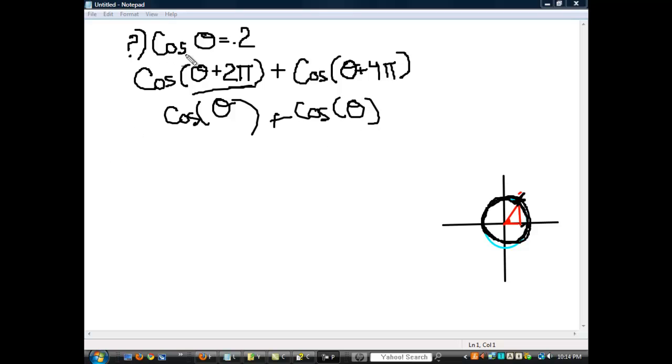Alright, now since we know the cosine of theta equals 0.2, the cosine of theta plus the cosine of theta is 0.2 plus 0.2, which equals 0.4. And that's the answer. This was a trick question. Whenever you add 2 pi or subtract 2 pi or any multiple of 2 pi, you'll always get back to the same location, so it's always the same angle. I hope that helps, and good luck with your homework.